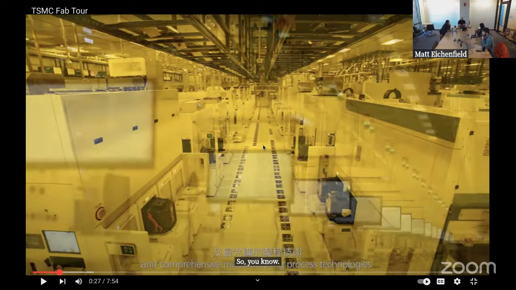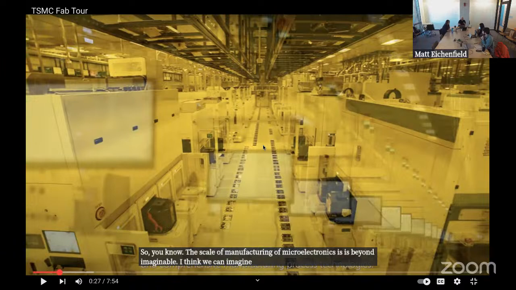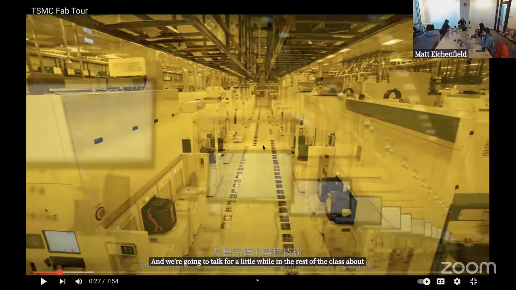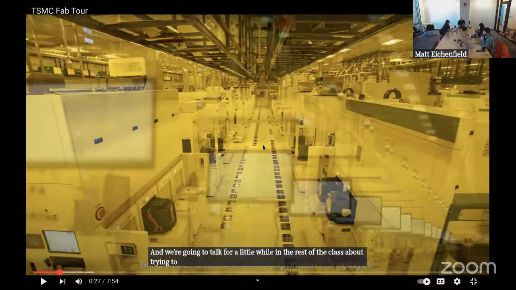So the scale of manufacturing of microelectronics is beyond imaginable. I think we can imagine it now because it's happening, but if you rewound back 50 years, nobody would be able to fathom the scale at which we manufacture transistors. And we're going to talk for a little while in the rest of the class about trying to use some of the techniques, tools, and material science that have been developed to make microelectronic circuits to make photonics.